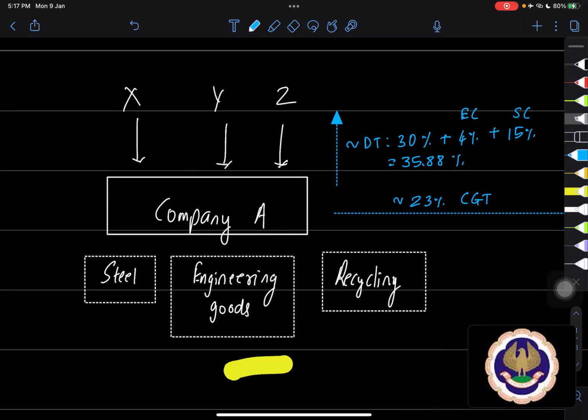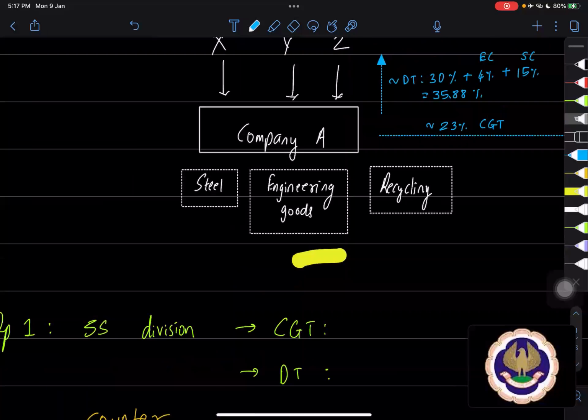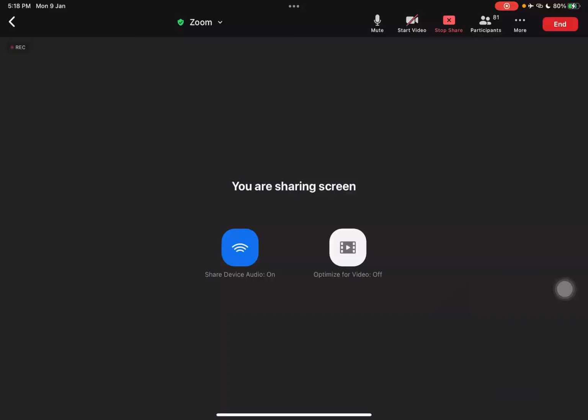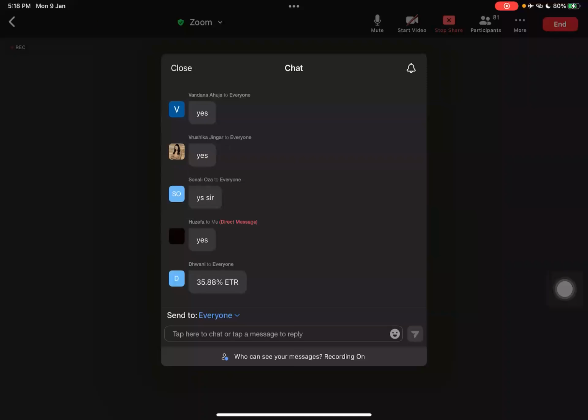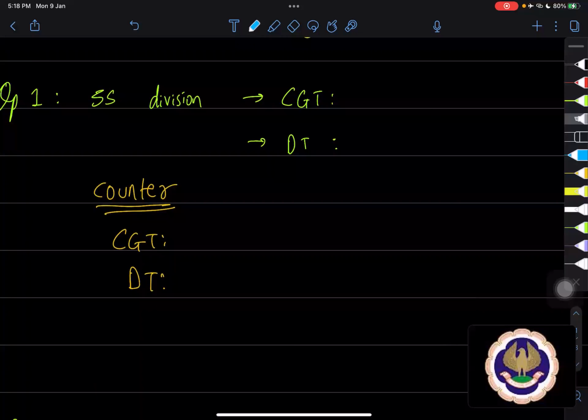Right. So you can see that overall the transaction is taxed at a very high rate, right? 23% plus 35.88%. So are there any ways you can think of to minimize this tax? Any thoughts? So I think you already answered it earlier.